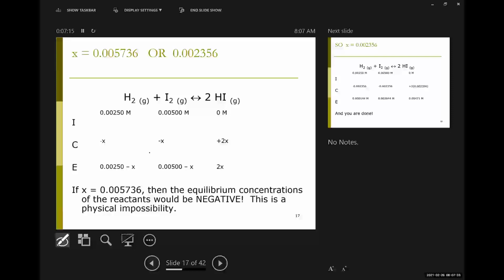Since my equilibrium amounts are 0.0025 minus X for the hydrogen and 0.005 minus X for the iodine, if I use the larger of the 2 roots I found, both of those numbers are going to be negative. And that makes no physical sense. You cannot have negative moles. You cannot have negative grams. If you can find a way to do it, let me know. We'll all be rich, because the first thing we're going to do is owe the universe 1,000 kilograms of gold.